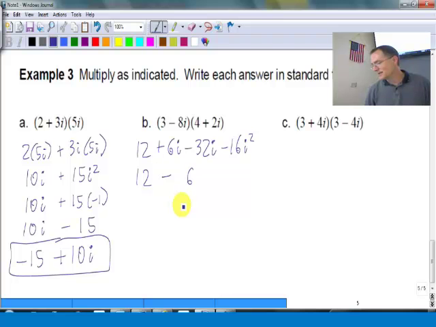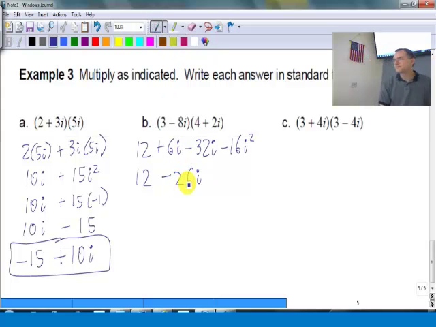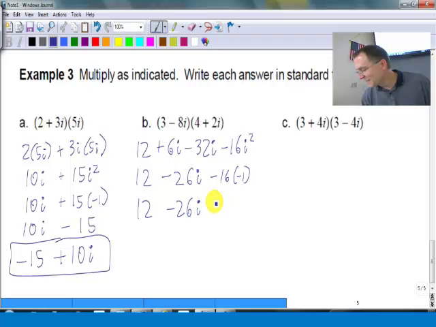I want to say 26. Is that it? Minus 26i. So we combine the i terms, get minus 26i. And then minus 16 times i squared would be minus 16 times -1. Oh, we could probably do this in one more step. Or let's take two, though. 12 minus 26i plus 16.